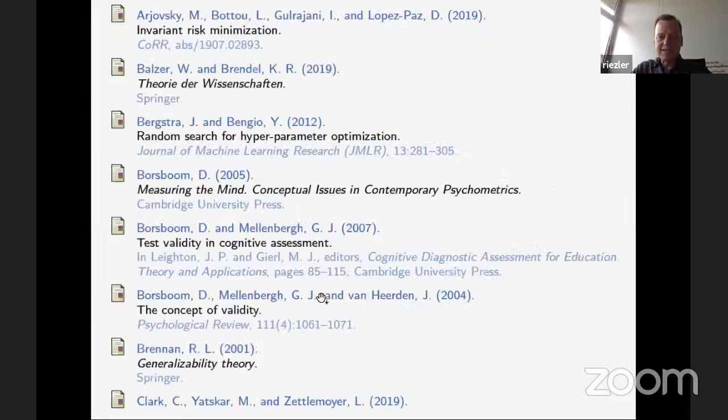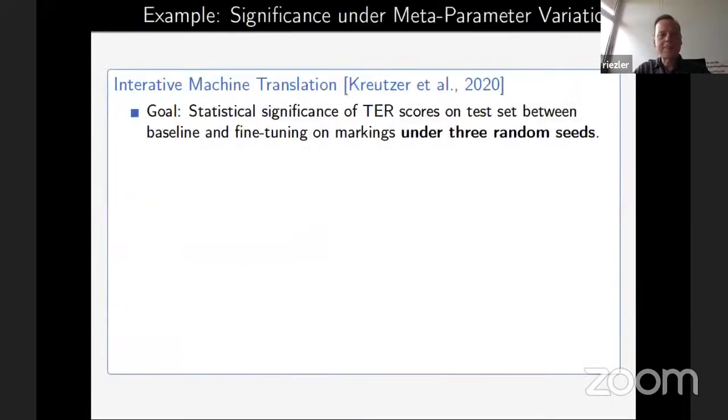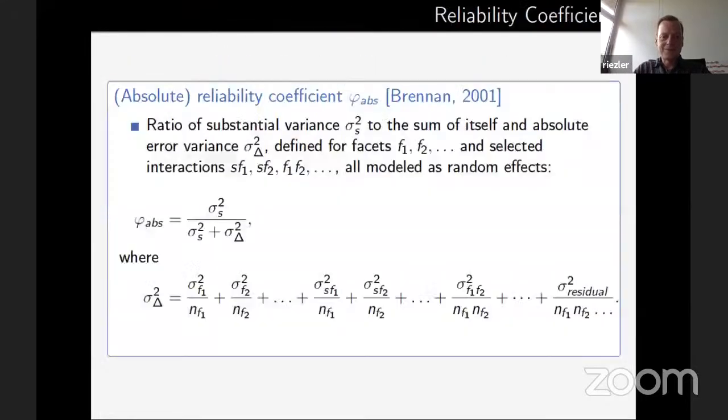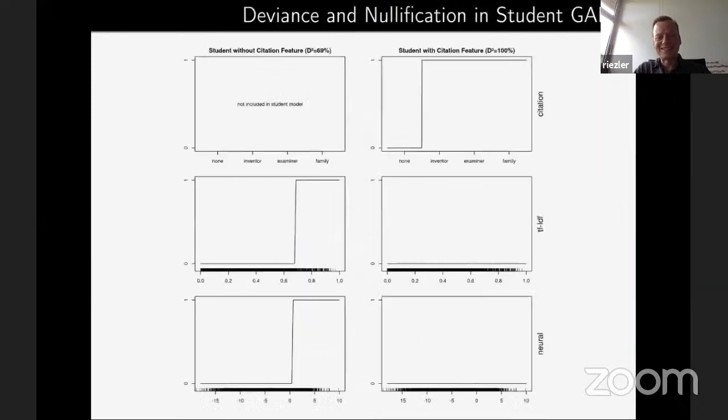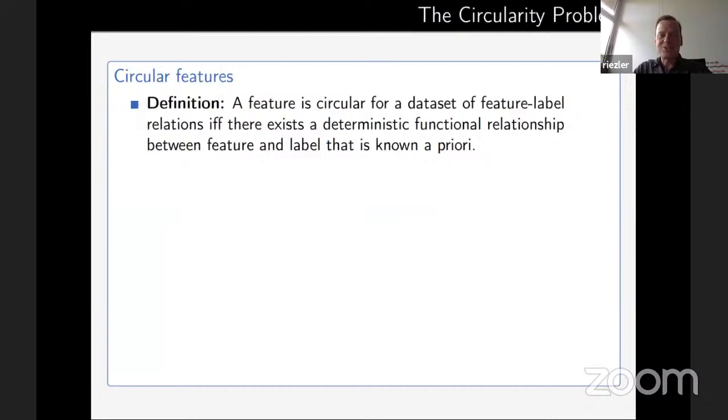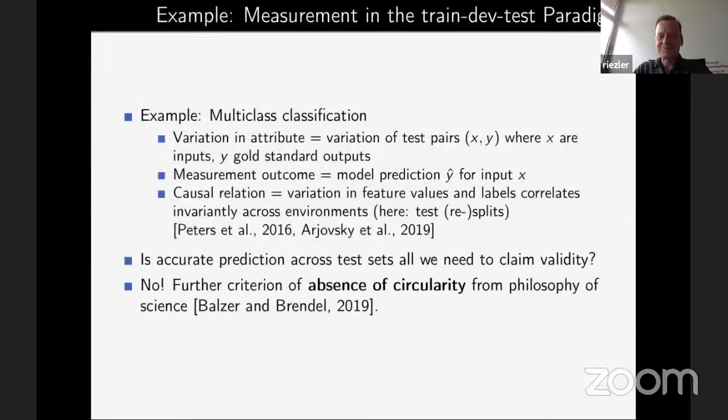What is more to validity, in addition to what we see here, is circularity. And this is one aspect of validity I want to talk about. It's an aspect of validity that is not normally considered in NLP.